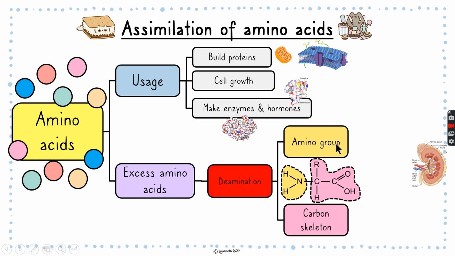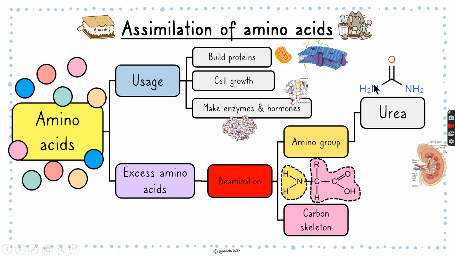After deamination, the amino group will be converted into urea, which contains a lot of nitrogen, and it's actually quite toxic for your body. Here we can see the nitrogen and hydrogen. It's all made up here from this part of the amino acid.